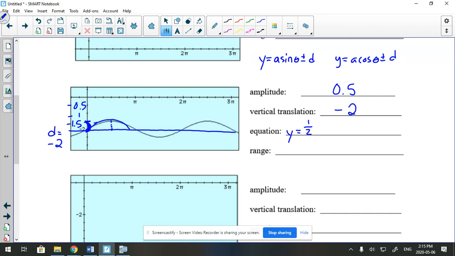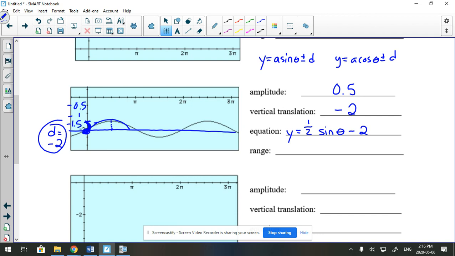I can tell I'm starting at 0 on my midline, which means that it's a sine graph. And then I'm going to put in my displacement, which I figured out is a -2, and I'm going to tack that on to the end. So that's my equation of this graph. And you can graph it in your calculator and check as well.